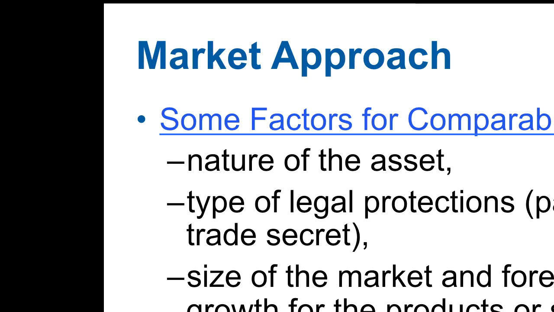If I have trade secrets and that's the way I'm protecting it, should I be comparing it to patent technology that has a fixed time to it, or should I be comparing it to something else? The size of the market, the forecasted growth for the products or services, are they the equivalent? Is your product an electronic device that's got a life cycle of 3 or 4 years? And you don't want to compare that to a pharmaceutical that's going to have a 20-year lifespan.